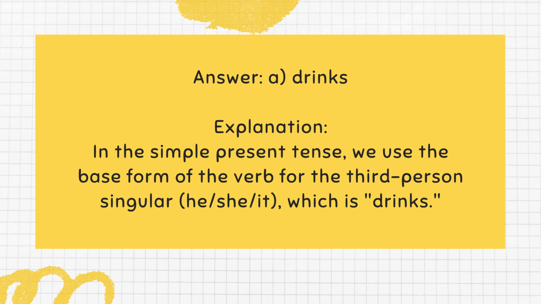Explanation: in the simple present tense, we use the base form of the verb for the third person singular he, she, it, which is drinks.